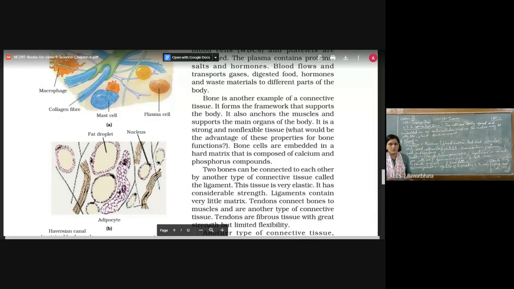Calcium and phosphorus all together form a compound named calcium phosphate. It is a strong, sturdy material which keeps the bone very hard. And bones, of course, form the framework of the body. That means the structure of a body will be defined by the bones only. So that is what we call the framework.